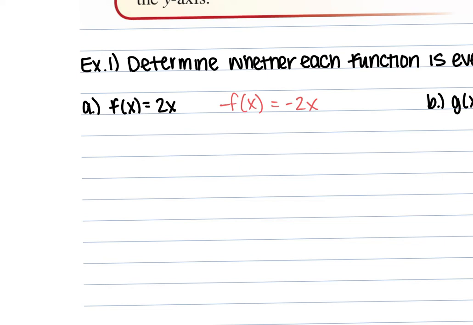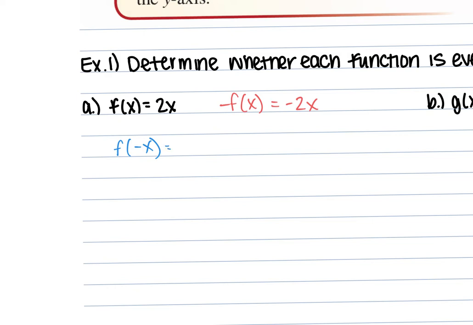Negative 2x. Negative 2x, okay? You just stick a negative in front of the function. Now, what we do second is we plug in negative x wherever we had an x. So we're going to write f of, and instead of x, now we're putting negative x. If when we plug in a negative x, we get the original function, it's even. If we get the negative function, then it's odd.